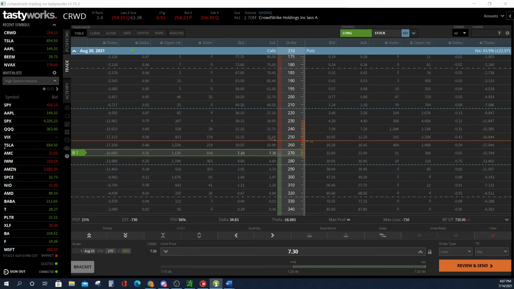A couple other ones that I have on there are Zoom. Let me look at Zoom once here. I got a short-term trading range on Zoom of 346 to 410. Let's see where it's at right now. It's at 360, and it's under the 200 SMA.